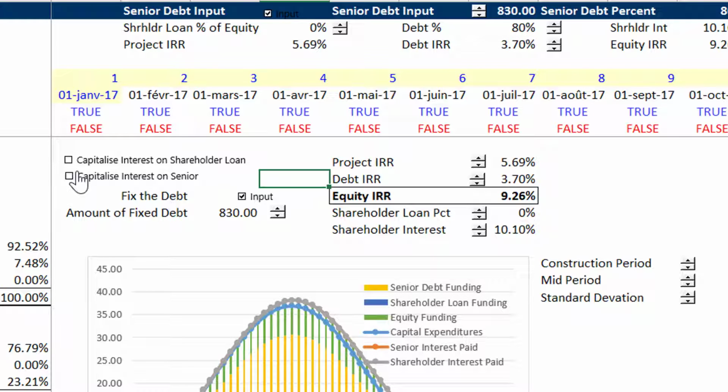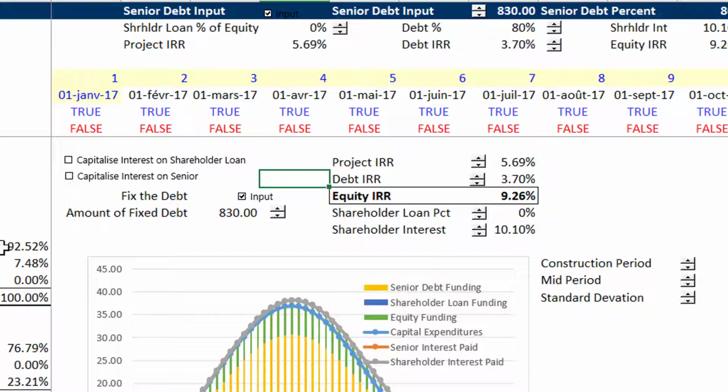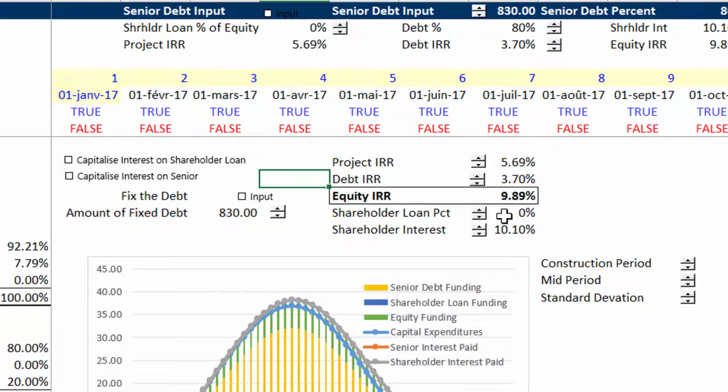Okay, and in this case, if we capitalize the interest, we get a little bit lower of a return than if we pay the interest. And that's the same as if the debt to capital is driven by it. It's a little bit better not to capitalize the interest. So let's not capitalize it, okay? Now, again, we're not fixing the debt, it's driven by the debt to capital structure, okay? And let's see what happens now if I put a shareholder loan in.